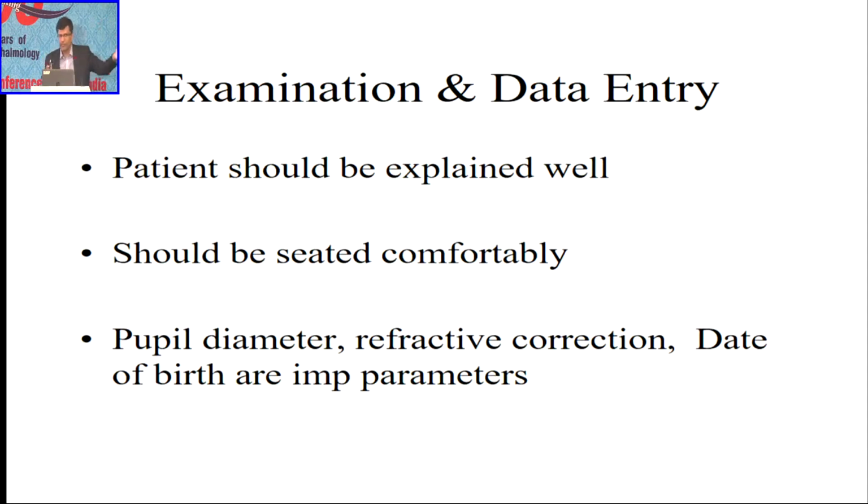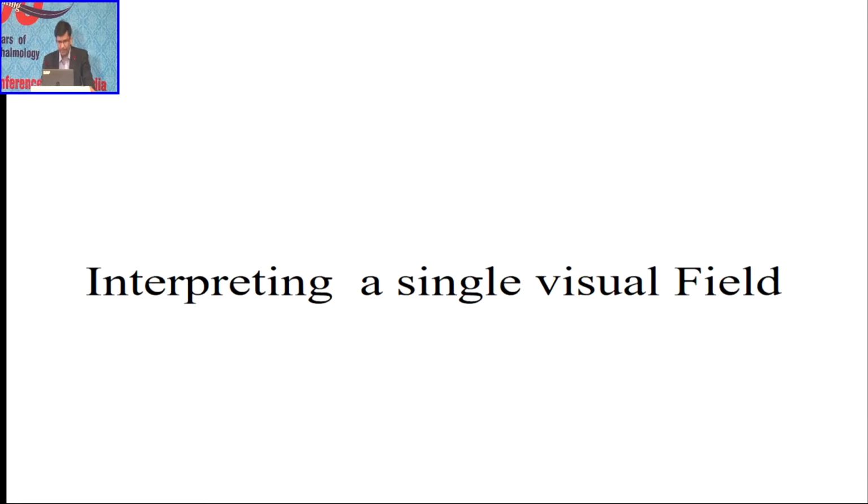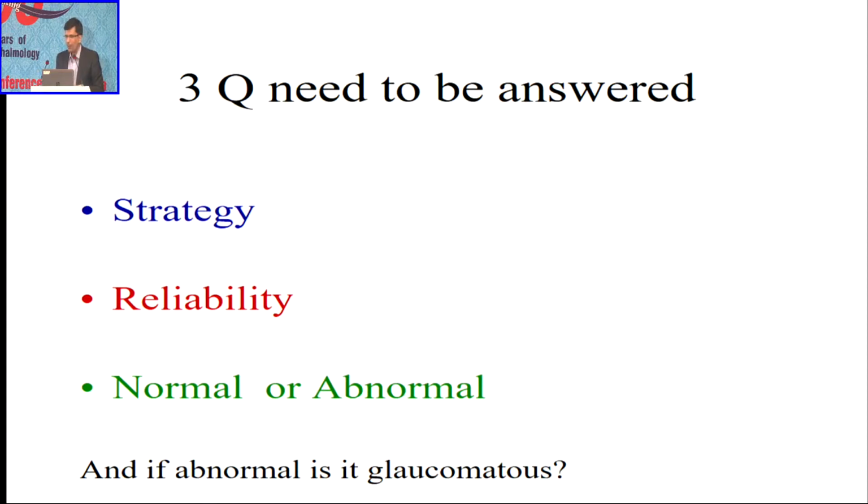There will be patients who bring you visual fields, and when you look at them, they may not even match the patient's name. It may be some other person's visual field. So be careful that for that particular patient, those particular parameters, everything is standardized. And now we're going to talk about how you're going to interpret. The three important questions that you're going to ask when you have a visual field in front of you are: what strategy was used, whether it's reliable or not, and whether it's normal or abnormal, and if it is abnormal, whether it's glaucomatous or not glaucomatous, right?